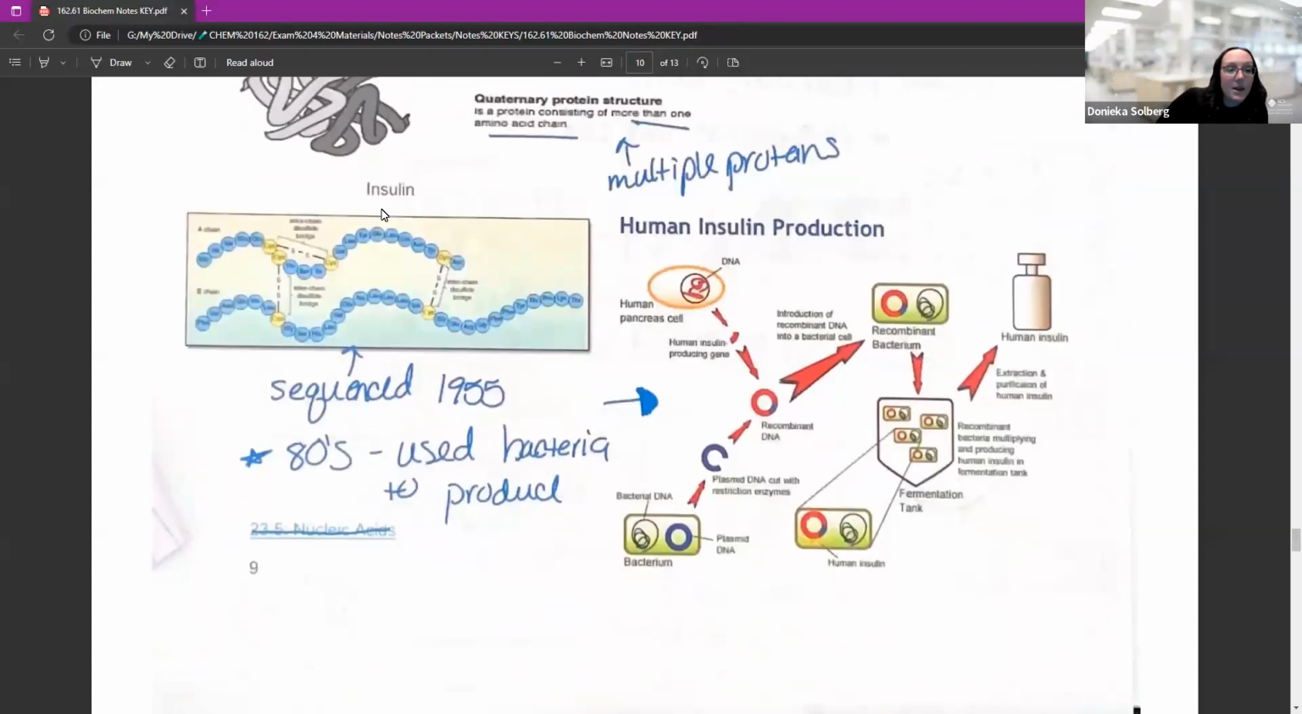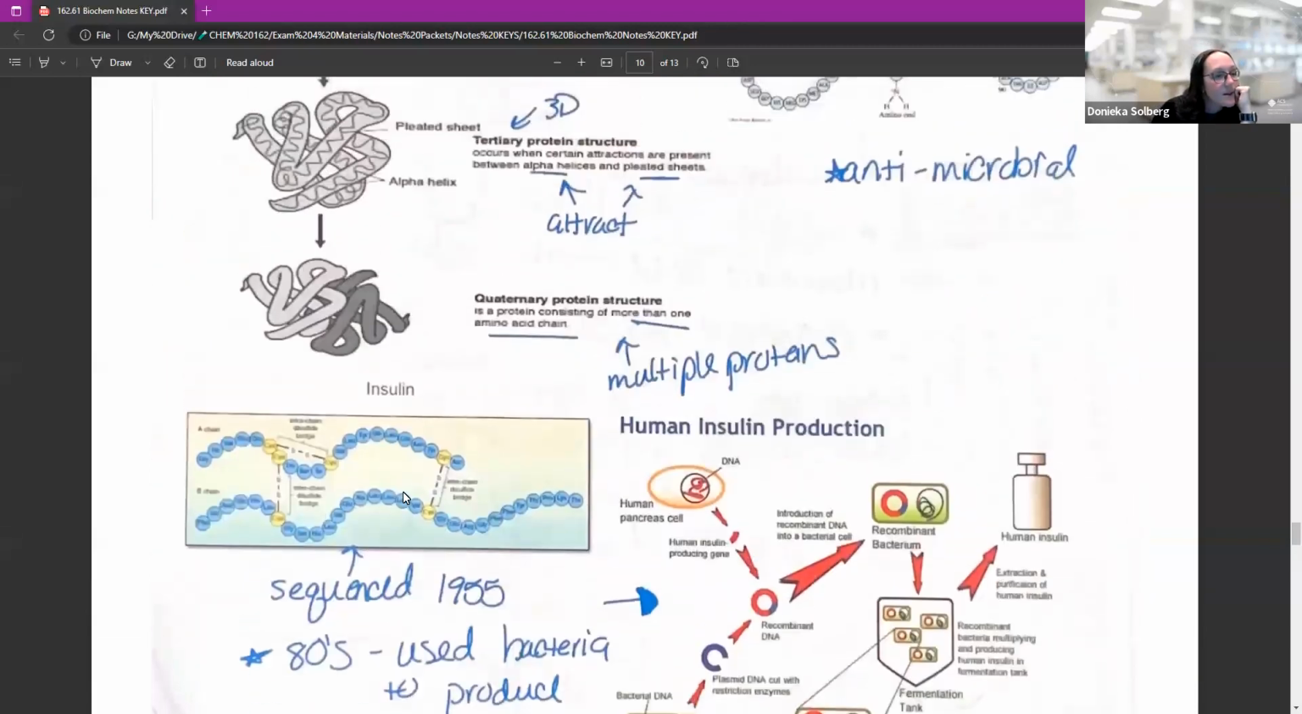Insulin itself, I like talking about insulin because obviously it's extremely important in the body. It was sequenced in 1955, which was a long time ago. And then by the 80s, they could use bacteria to produce the same sequence as human insulin. And that's how we get our stuff. We would use plasmid DNA and bacterial DNA and stick it in a bacteria. And then it would produce all of these new molecules, and we could take out the human insulin and then we can use it. So the sequencing of insulin was extremely important.